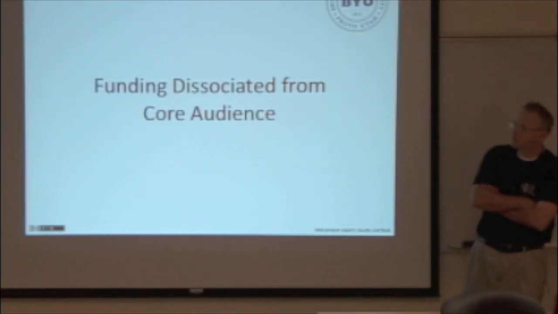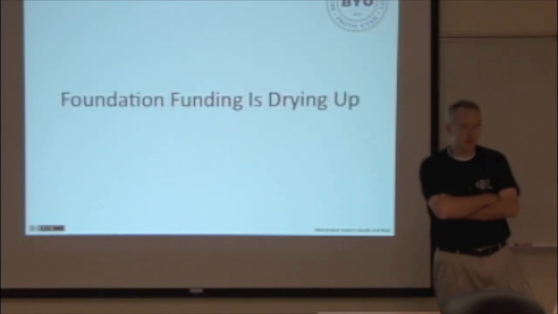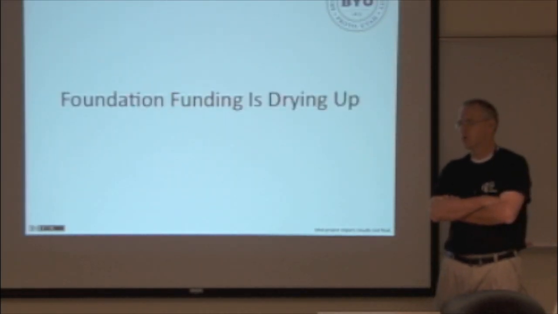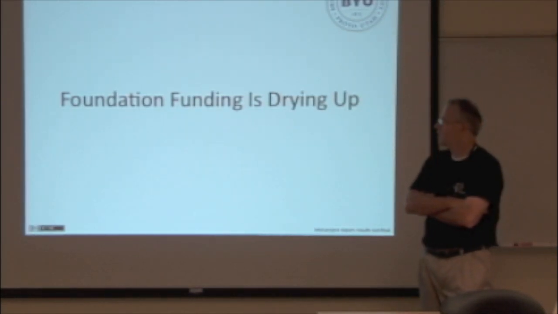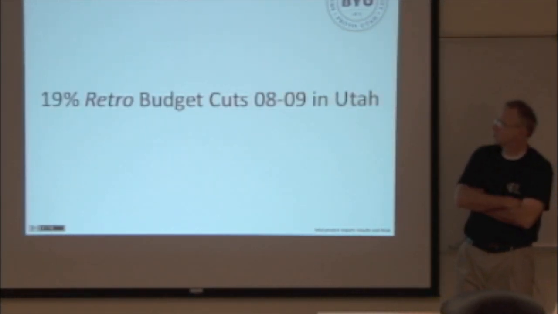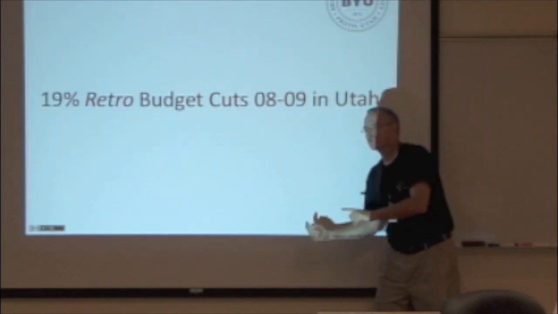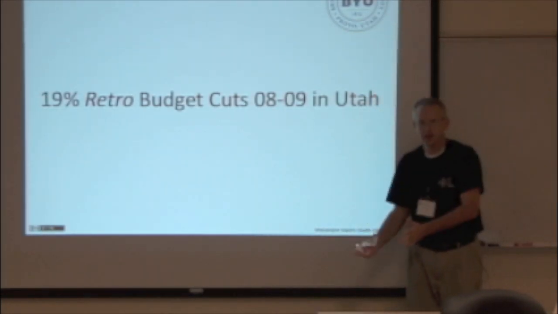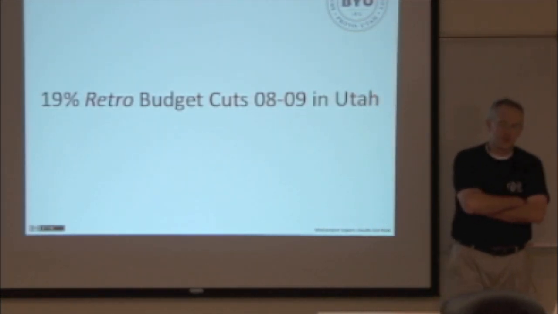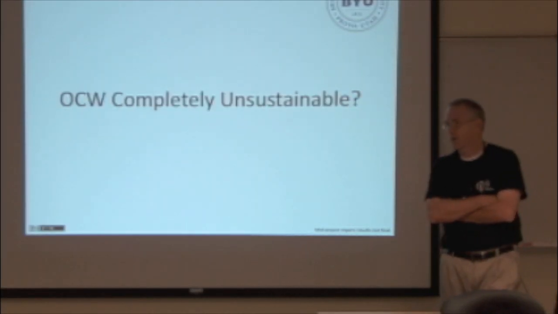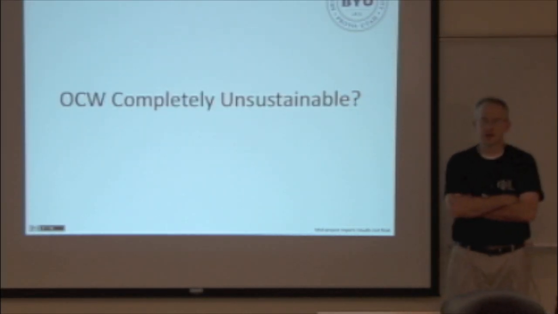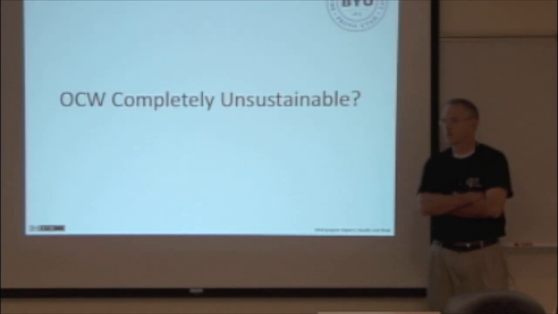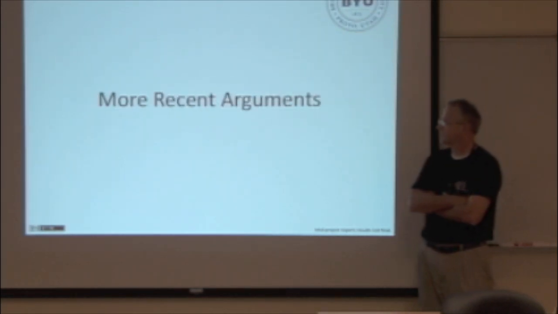So when the funding's from off campus and the audience is off campus and then the climate changes and funding starts to dry up that was coming from off campus, and your on-campus funding doesn't just dry up, but you get a 20% retroactive budget cut at the end of the year, then I start to ask myself questions like, is this whole enterprise just completely unsustainable given the assumptions we've come into it with?